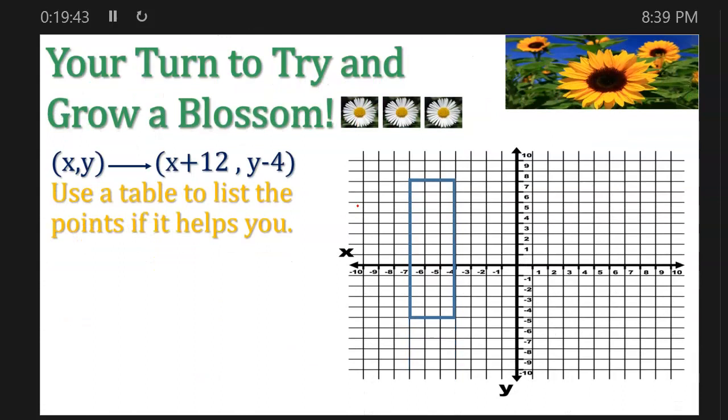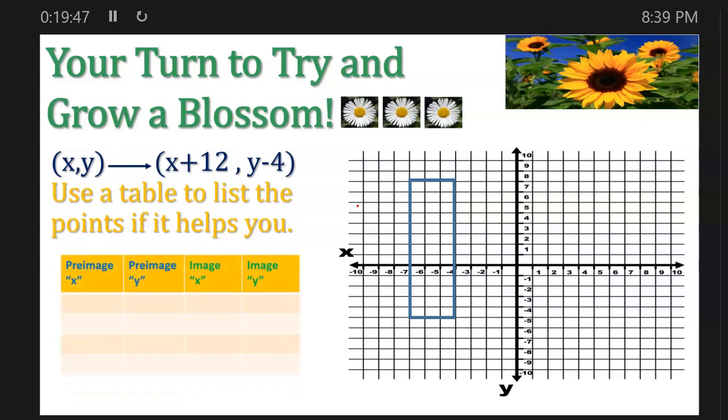All right, our third blossom is now using notation. I'm also asking if you'd like to use a table. Here is a table that could help you, and when I show you the answers, I will list them in table form there. So, triangle PQRS, and I've asked you to translate it x plus 12, y minus 4.